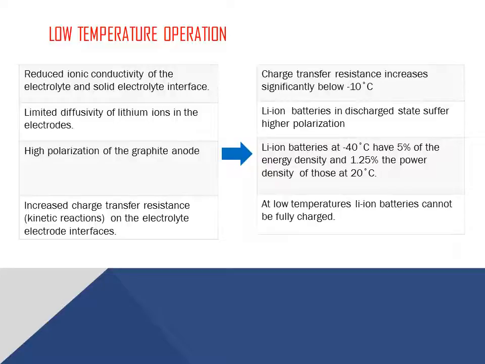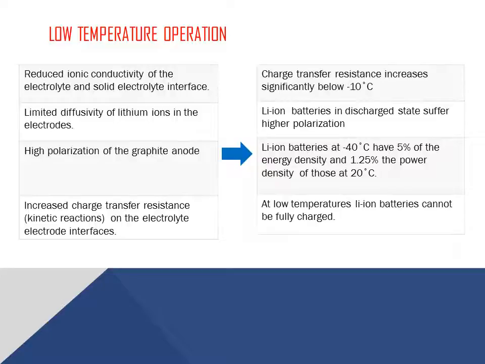As temperature drops down, batteries may experience the following phenomena. First, reduced ionic conductivity of the electrolyte and solid electrolyte interface. Second, limited diffusivity of lithium ions in the electrodes. Third, high polarization of the graphite anode. Fourth, increased charge transfer resistance, or a decrease in kinetic reactions on the electrolyte and electrode interfaces.